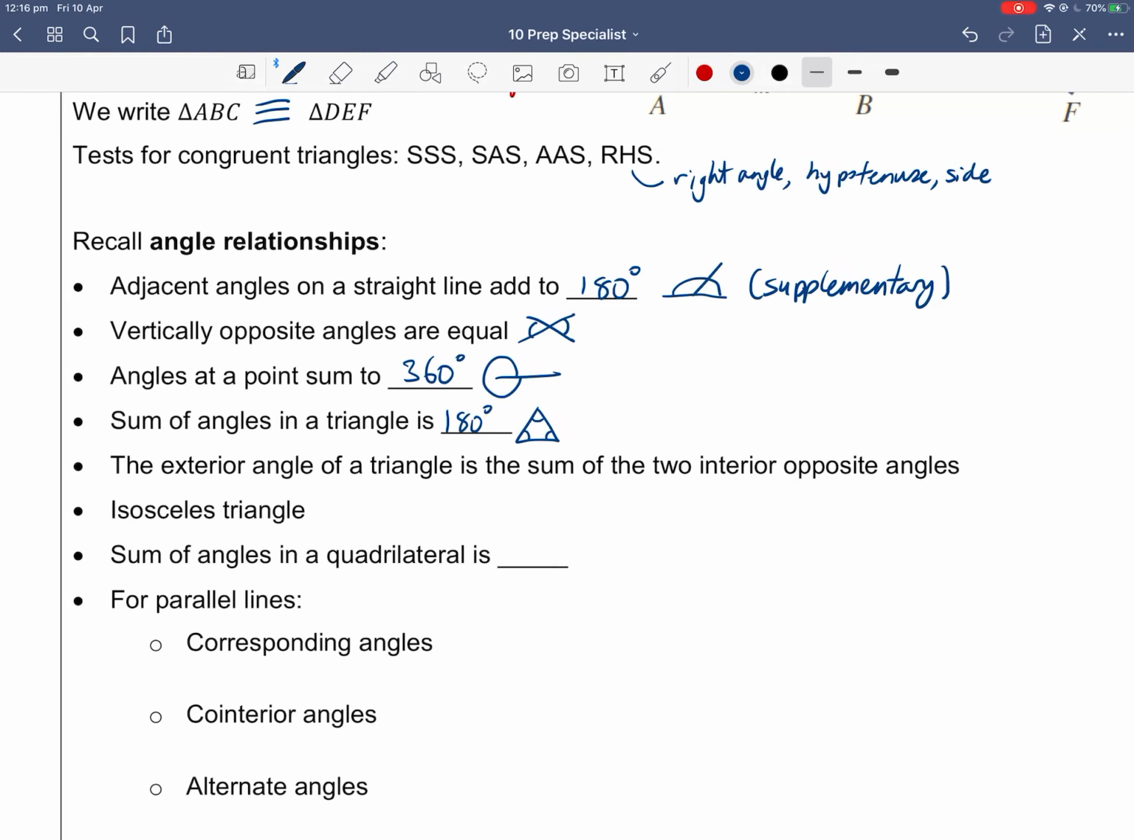The exterior angle, so the outside angle of a triangle, is the sum of the 2 interior opposite angles, meaning that if you have a triangle and you extend out, then the outside angle is the same as the sum of the 2 inside opposite angles. In an isosceles triangle, you have 2 sides are the same, and then you have 2 angles which are the same. Sum of angles in a 4-sided shape, a quadrilateral, is always 360 degrees. The symbol is just to draw in a quadrilateral and label the 4 angles.